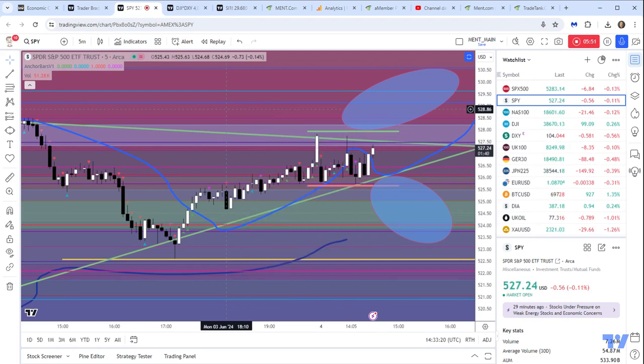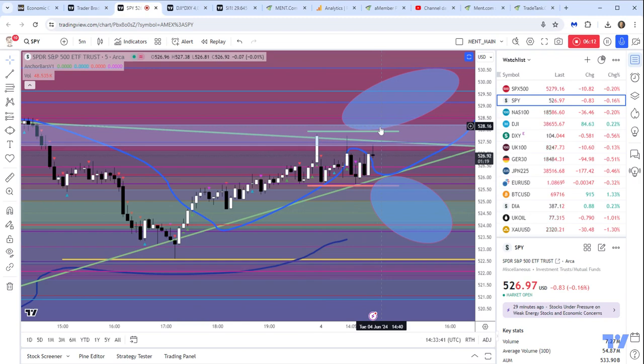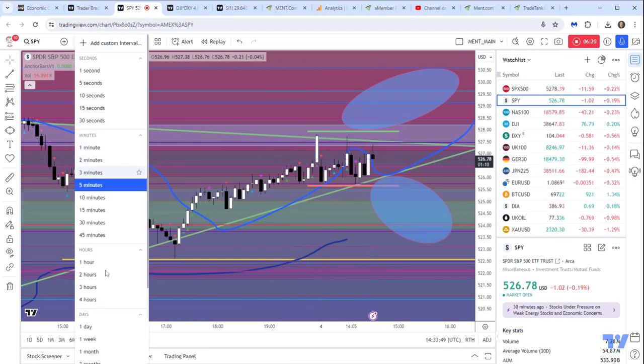But I believe, again, looking at this data, looking at the inverted head and shoulders, looking at how we're above our resistance and support levels, basically we've got to clear this window here, which is the gap window, this rectangle. And I think once we clear that 528.15, 528.20 area, we're going to rally like mad. And I think really if we come back down here, go to maybe a 2 hour.